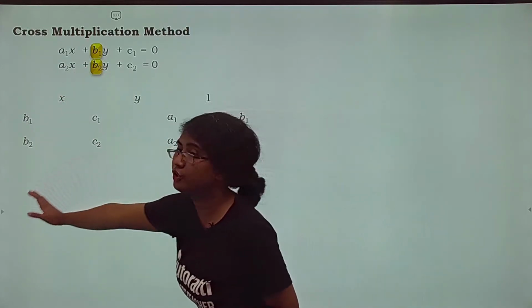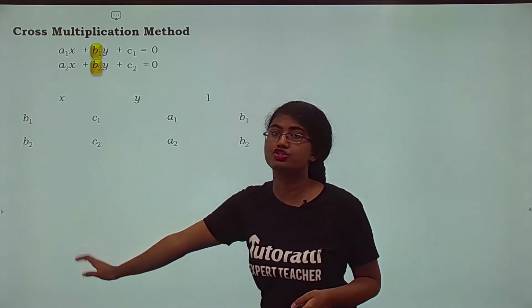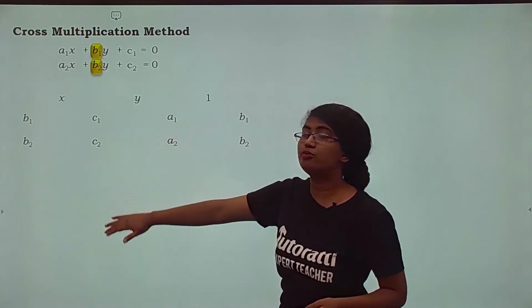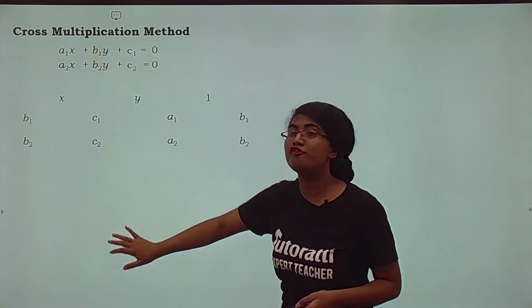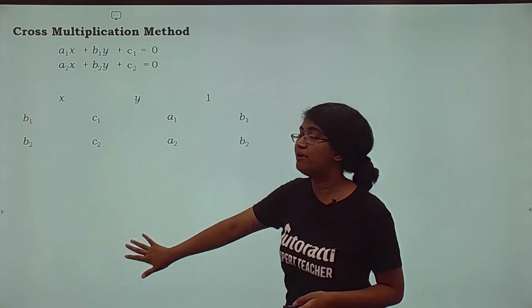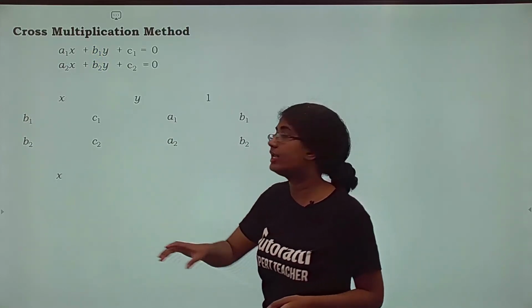Placing the coefficients and placing the constants is done. Now we have to proceed to the next step where the actual formula is being written. Here we have to take ratios. Ratio of what?